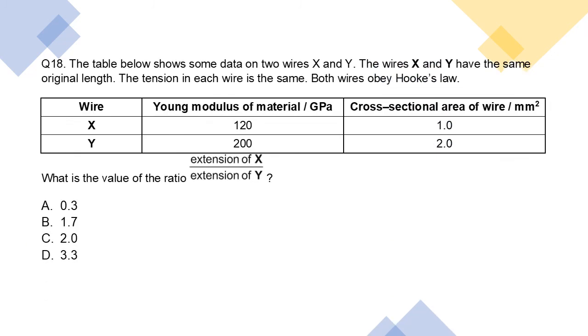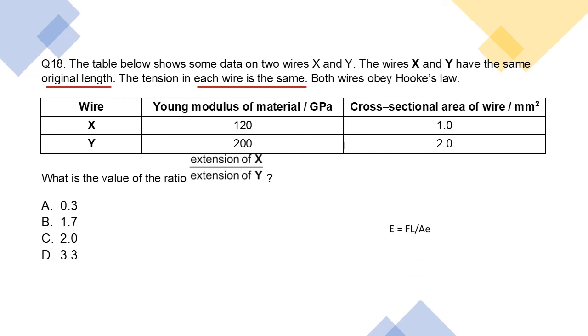Question 18 is similar to one of the previous questions. You have two wires and you have to compare their extensions. They have the same length. The tension in each wire is the same, which means the force is the same. Both obey Hooke's law. What is the ratio of their extension?